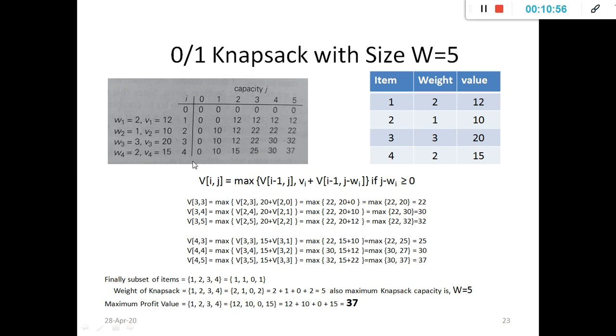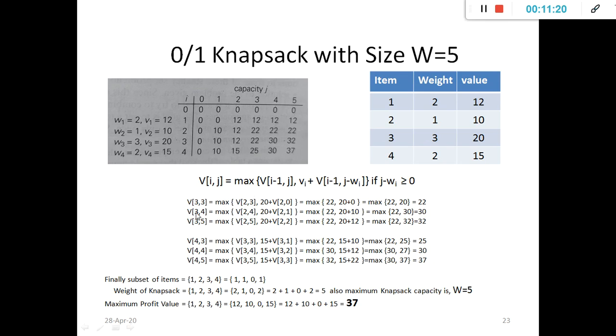Position 3 by 4 is equal to max of v of 2 by 4 comma 20 plus v of 2 comma 1, equal to maximum of 22 comma 20 plus 10, equal to maximum of 22 comma 30, which is equal to 30.